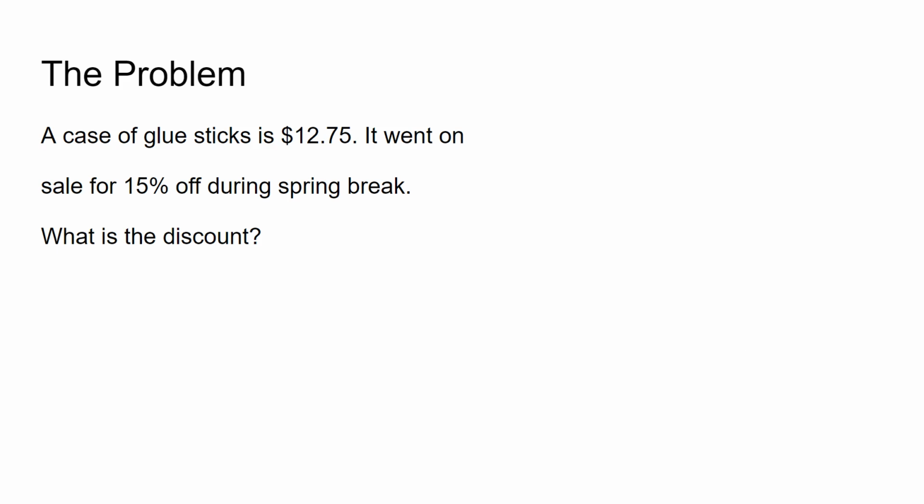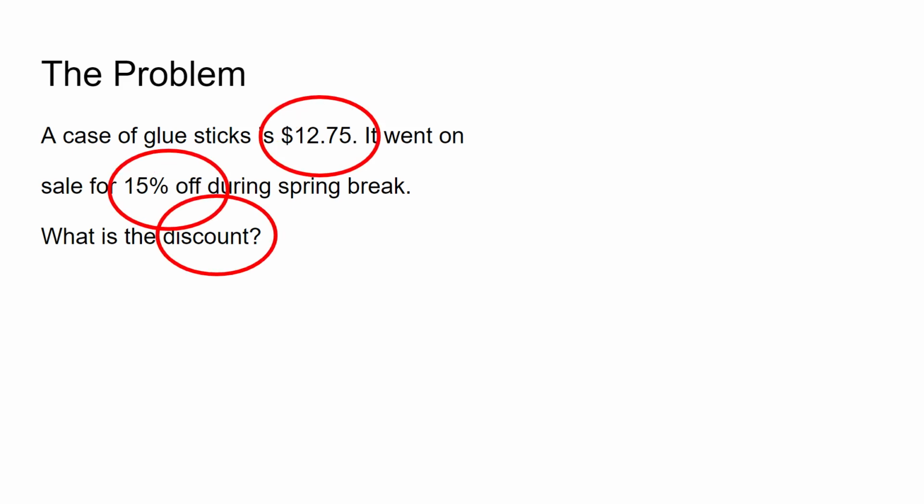The problem here is a case of glue sticks is $12.75. It went on sale for 15% during spring break. What I'm going to do is circle the dollar amount and circle the percentage, right? So $12.75, but it's on sale for 15% off. What is the discount? I have to identify the dollar amount, the percent off, and what the question is asking me to solve for. In this case, it's asking for just the discount. It's not asking for the sale price. It's not saying how much did I pay, just the discount.